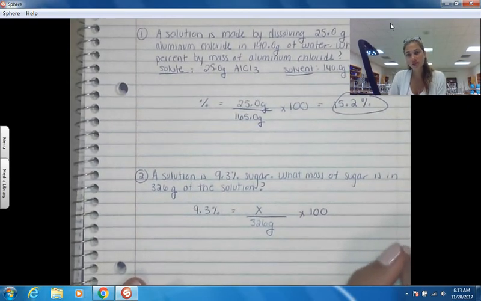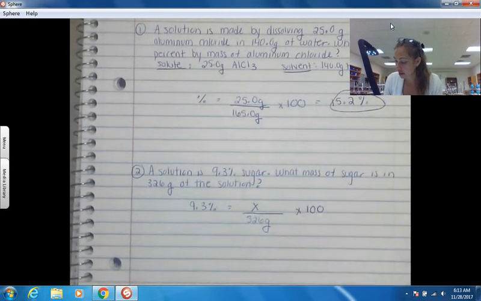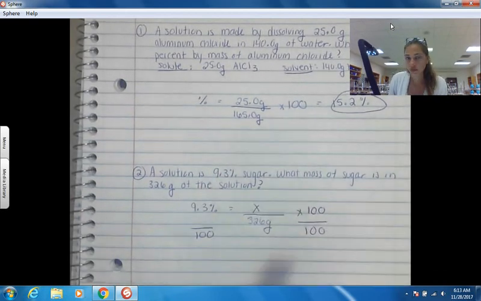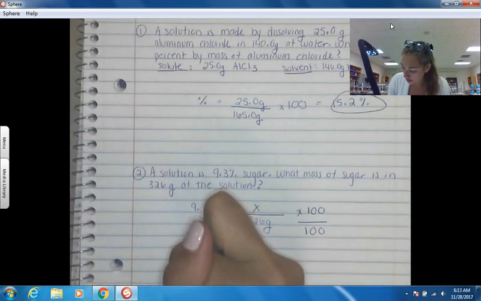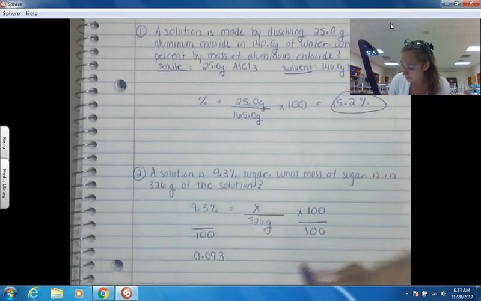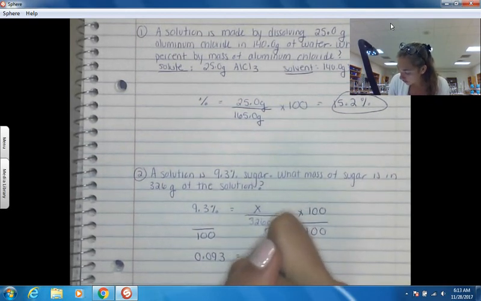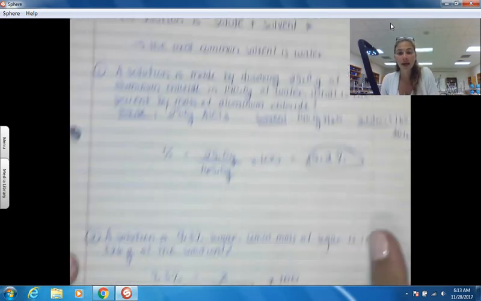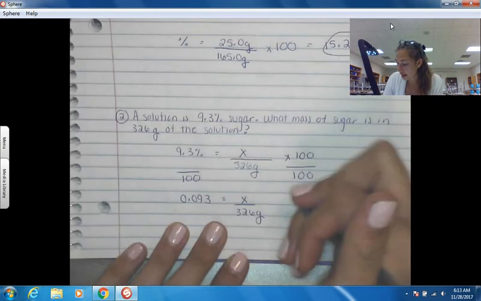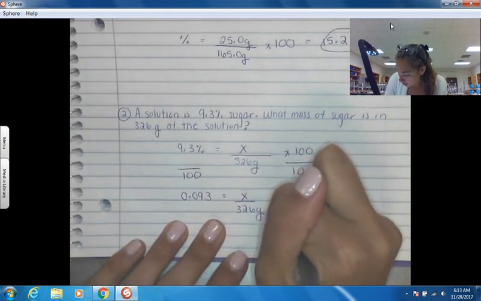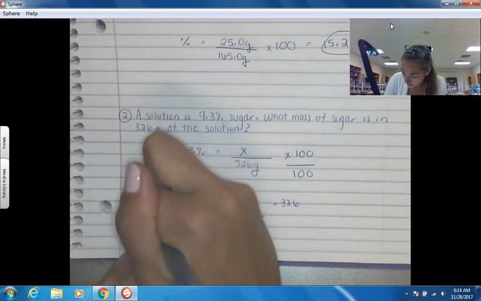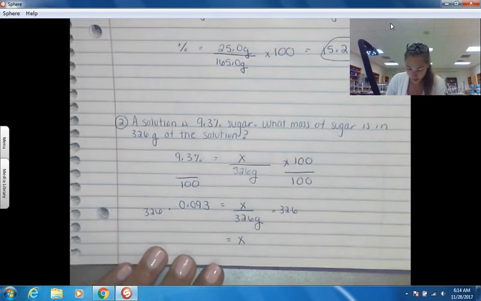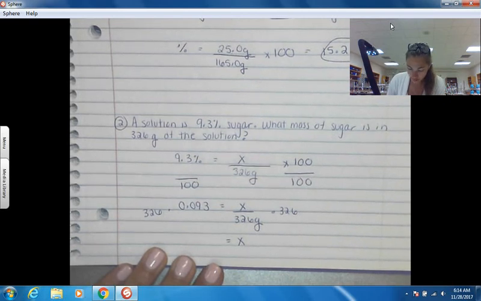The easiest way to solve this, at least in my opinion, is to divide both sides by 100. Get rid of this loner over here. So 9.3 divided by 100 is 0.093, and that is equal to x over 326 grams. Now, in order to get x by itself, we want to multiply both sides by 326. So we get x is equal to 0.093 times 326.